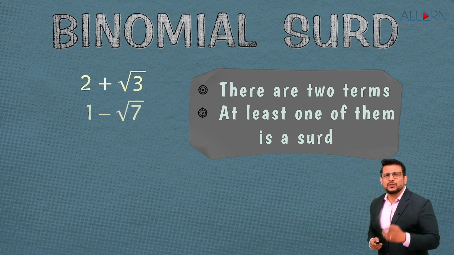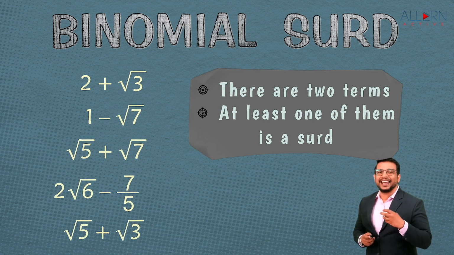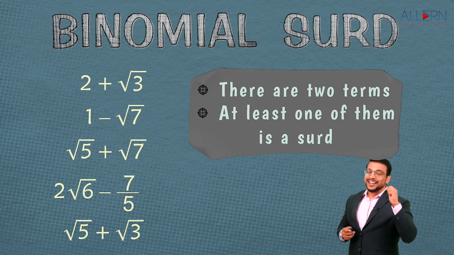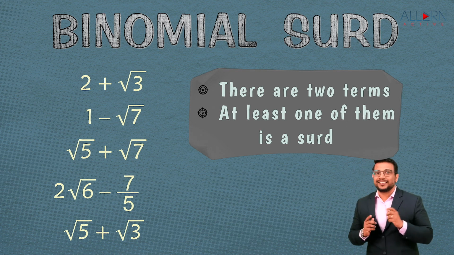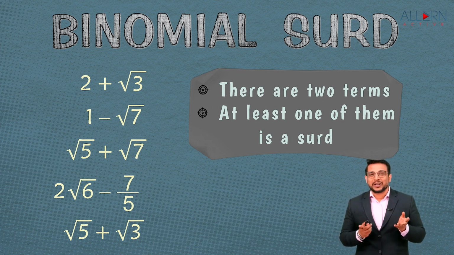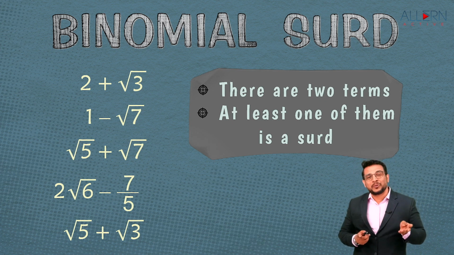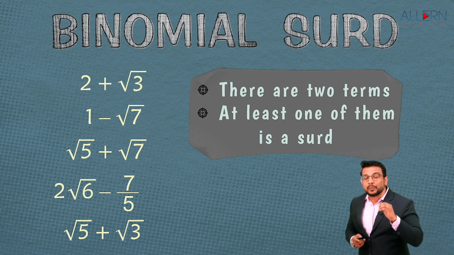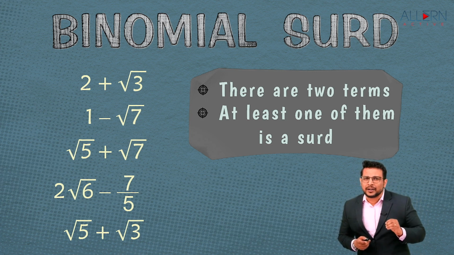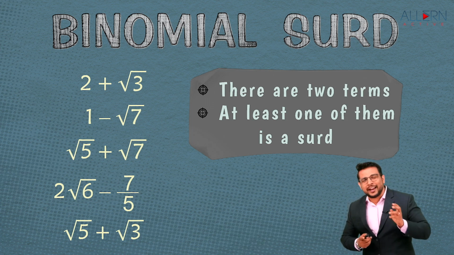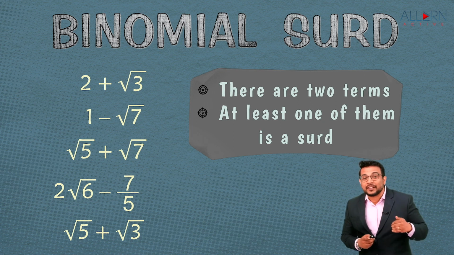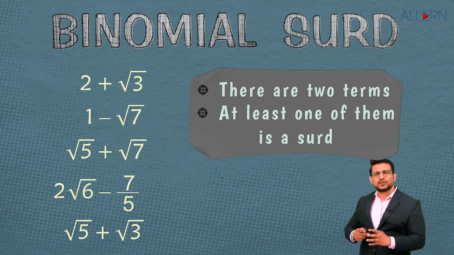Let's have a few examples of binomial surds. 1 minus root 7, yes, it's a binomial surd, because there are two terms and one of the terms, root 7, is a surd. Root 5 plus root 7, yes, that's a binomial surd, because there are two terms and both terms, root 5 and root 7, are surds. Then the next example, 2 root 6 minus 7 upon 5. Yes, it's a binomial, and one of the terms, 2 root 6, is a surd. Then the last one, root 5 plus root 3, is again a binomial surd. So these are examples of binomial surds.